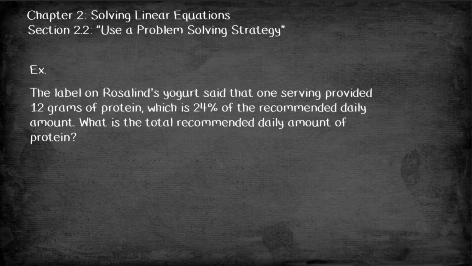Okay, the label on Rosalind's yogurt said that one serving provided 12 grams of protein, which is 24% of the daily recommended amount. So we want to know what that total daily recommended amount is. Okay, so we want to solve for something, and what we want to solve for is the total recommended daily amount of protein. So maybe we'll call that guy P.